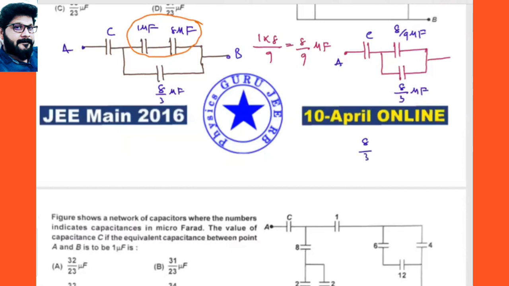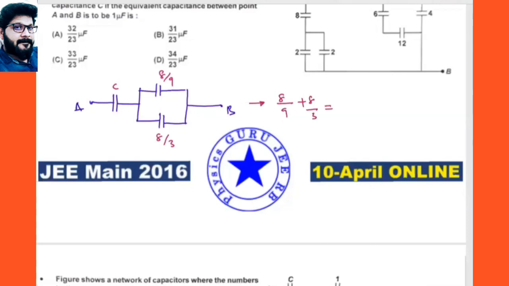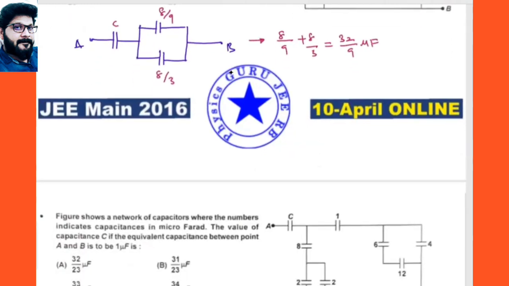8/3 plus 8/9. Otherwise directly we'll take it as this is nothing but a B. Here I'll once again write. A and B. Fine. There's nothing but C. Here it is 8/9, 8/3. Now if I construct that, 8/9 plus 8/3, we can write 32 divided by 9 microfarads. Now final we'll get here.